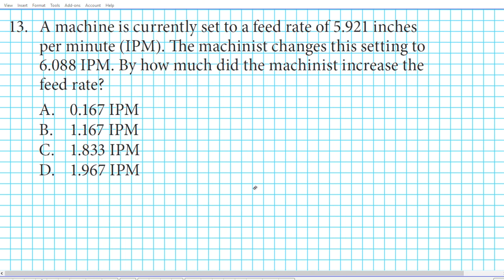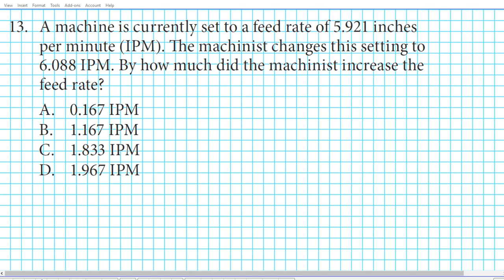Let's take a look at question 13. It reads, a machine is currently set to a feed rate of 5.921 inches per minute. The machinist changes the setting to 6.088. By how much did the machinist increase the feed rate?